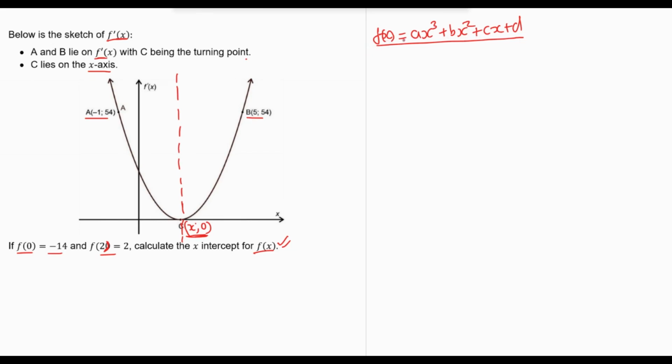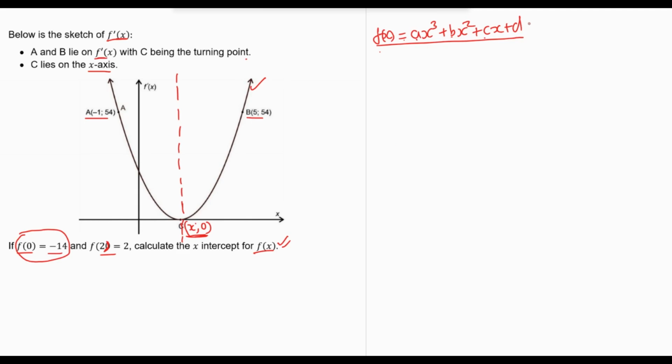We can differentiate this and find the derivative of this. And then we equate that to the equation of this graph. When we do that, we're going to find the value of a, the value of b, and the value of c. If we check, we have the value of d here. We're going to discuss this one later. Right. Let's start by finding the equation of this derivative graph.